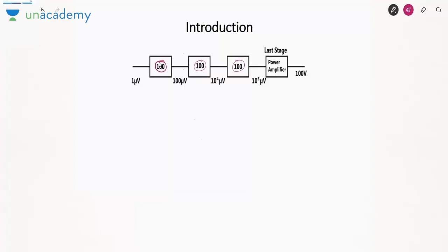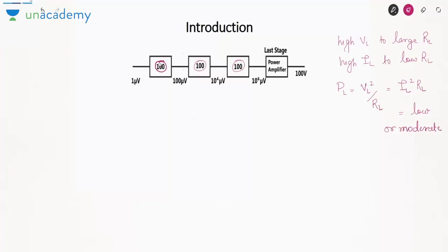100. Now sometimes the objective of a multi-stage amplifier might be to deliver high voltage to a large resistance, large RL, or high current to low RL. But in both these cases, the power of the load, VL square by RL or IL square RL, will be low or moderate. It won't be high. But we make use of power amplifier in the output stage, which is mentioned as last stage. We make use of power amplifier in the last stage when we wish to deliver large power to the load.